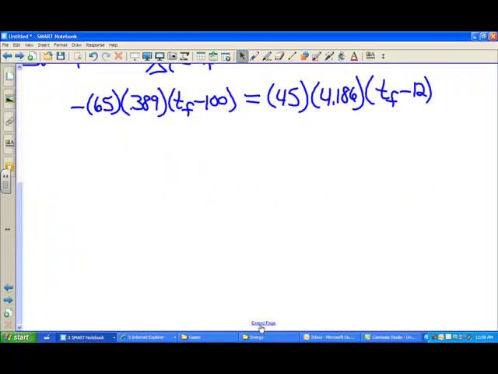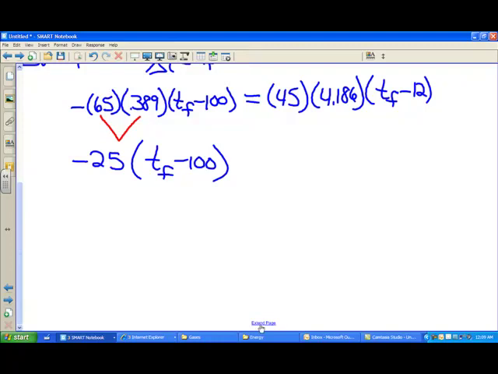Now, remember what we talked about in class? The rest of this problem is just algebra. So I need to take this minus 65 times this 0.389. And when you do that, you get minus 25, and it's minus 25 point something. But at this point now, drop your decimals. And we still have the T final minus 100. We haven't done anything with that. So all we have done so far is multiplied those two numbers together.